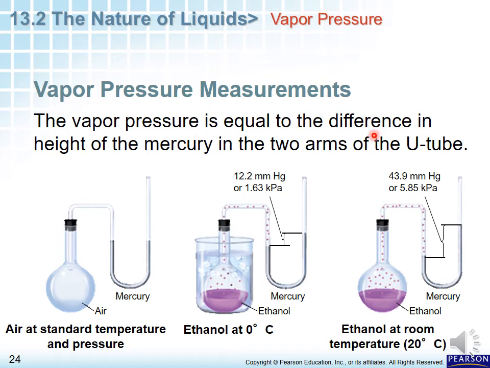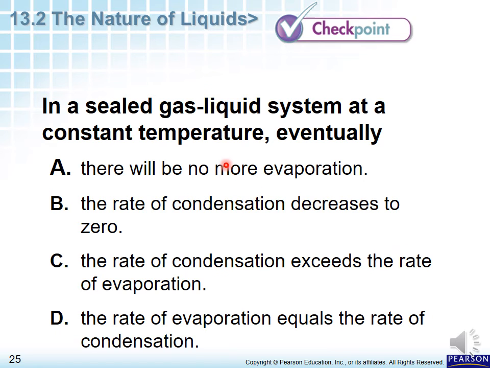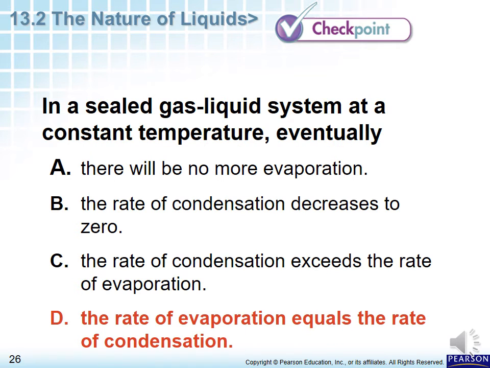The vapor pressure is equal to the difference in the height of the mercury in the two arms of the U-tube, as I described. Please do the checkpoint and give this answer. I'm just going to pause this video here. All right. In a sealed gas-liquid system at a constant temperature, eventually the rate of evaporation equals what? The rate of condensation.